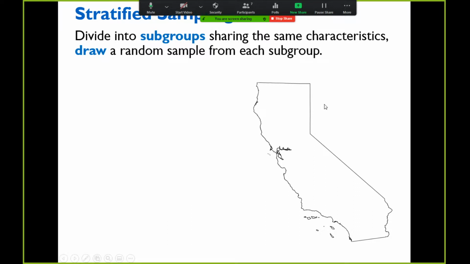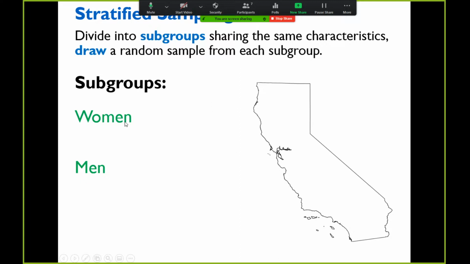Stratified and cluster are very similar, so please pay attention. So stratified is where you divide the population into subgroups sharing the same characteristics, and then you draw a random sample from each subgroup. So for example, let's say California is our population that we're interested in. We might divide the people of California into women and men, and randomly select some women, and then randomly select some men, right?